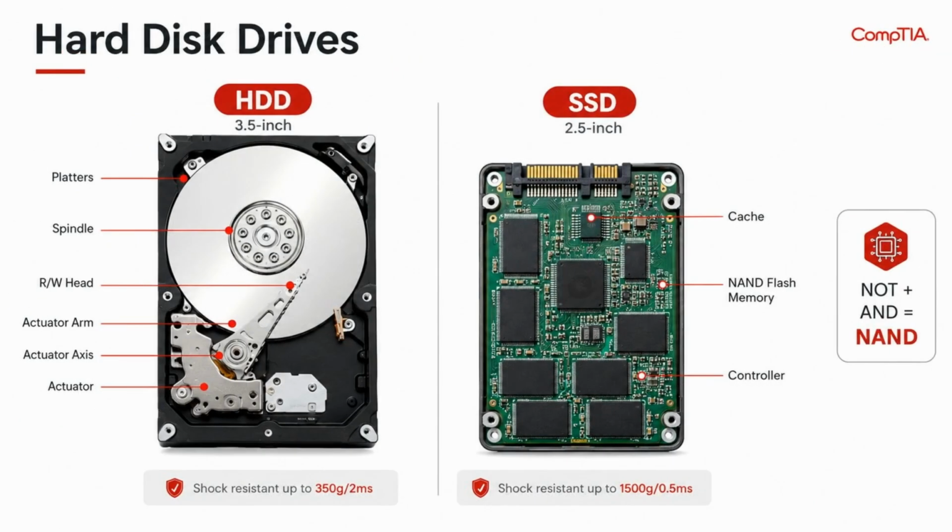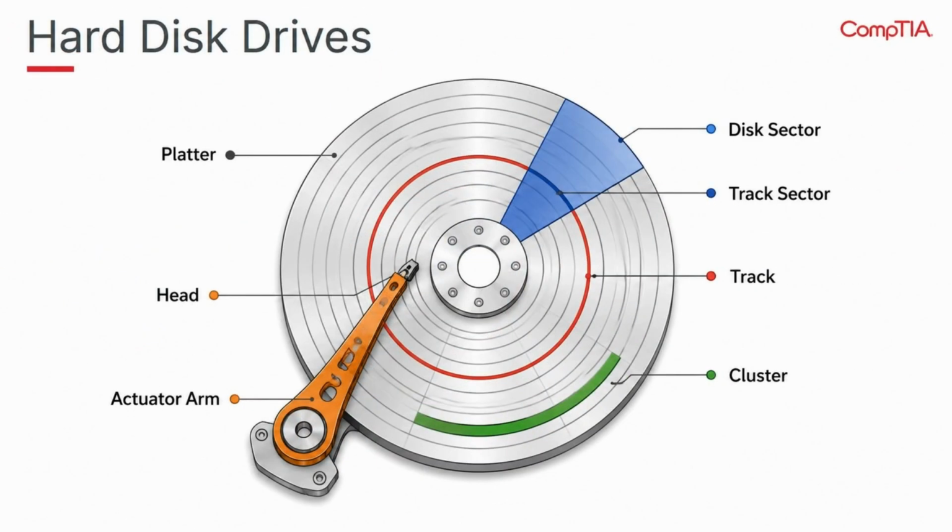When you look inside a traditional HDD, you'll see the complex mechanical assembly of platters and read/write heads. Contrast this with SSDs, which use NAND flash memory chips. This view illustrates the physical layout of an HDD, including the disk sector, tracks, and clusters, showing exactly where data is physically stored and accessed.